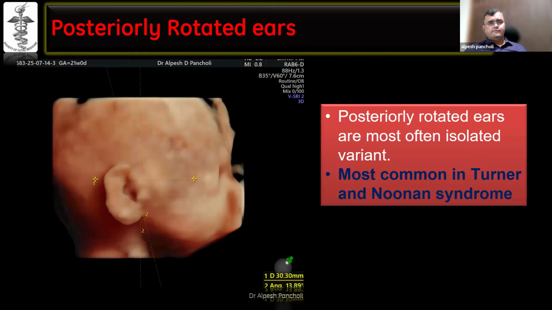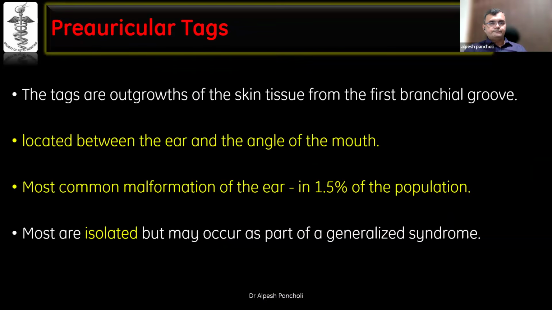Coming to posteriorly rotated ears, how do we assess for the rotation? Draw a vertical line parallel to the frontoparietal suture, and draw a second line tangential to the uppermost anterior part and inferiormost anterior point of the ear, and measure the angle in between. It should be less than 20 degrees. If this angle is more than 28 degrees, then it is considered a posteriorly rotated ear. Most often they are an isolated variant, but it is commonly seen in Noonan and Turner syndrome.